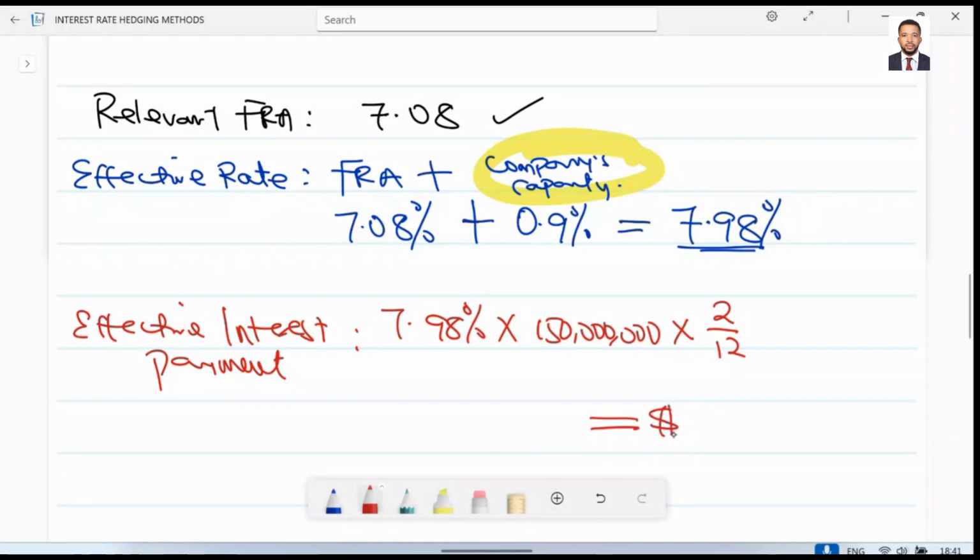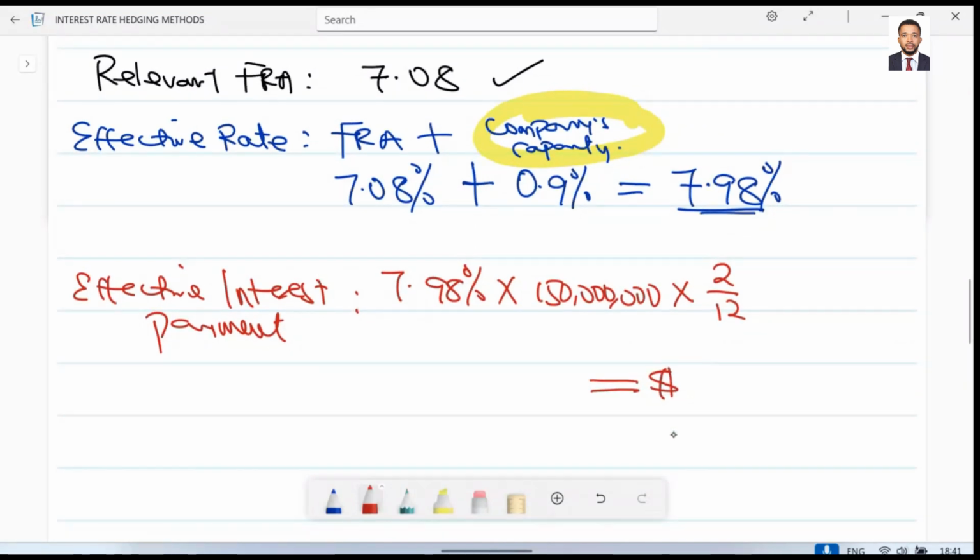Help me. How much is this? 1995. 1995 million, like this? Yes. Any issue? Tell me.